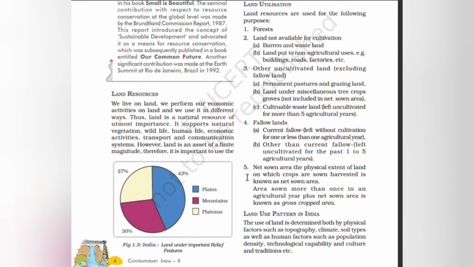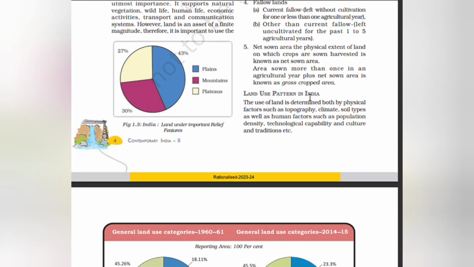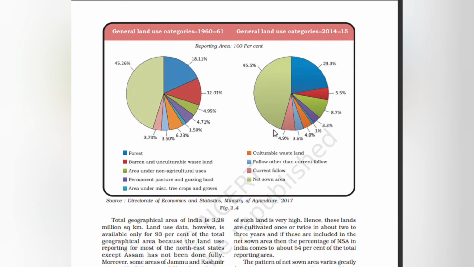Net sown area: the physical extent of land on which crops are sown and harvested is known as the net sown area. Area sown more than once in an agricultural year plus net sown area is known as the gross cropped area. Land use pattern in India. The use of land is determined both by physical factors such as topography, climate, soil types, as well as human factors such as population density, technological capability, and culture and traditions.